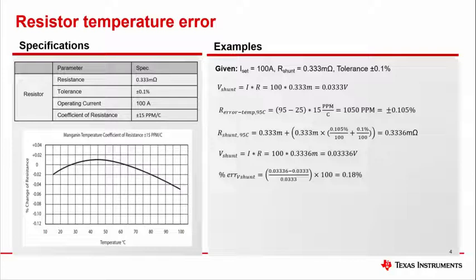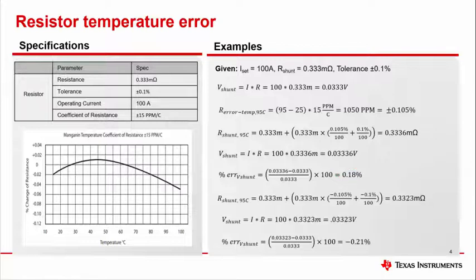Calculating percent error from the ideal shunt voltage to the shunt voltage of this resistor operating at a temperature of 95 degrees C, we get an error of 0.18%. Doing the same calculations with the negative resistor tolerance and temperature coefficient of resistance, we can see a V shunt error of negative 0.21%.